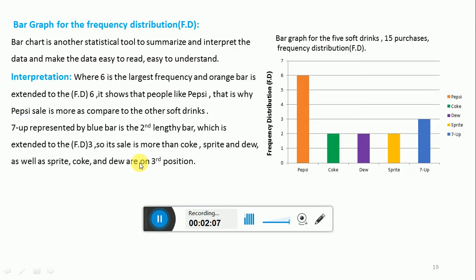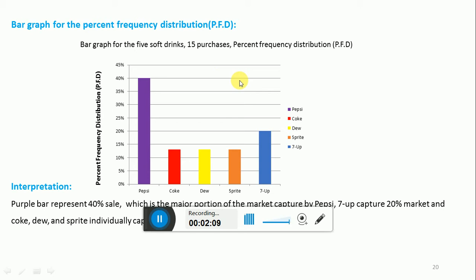I am taking you back to the bar chart. This is our bar chart. From this chart one can easily read and understand which particular class is the most attractive soft drink and which particular class is the less attractive soft drink. So the purple bar, which is the largest, extended to the 40% sale. This represents that Pepsi is the most attractive soft drink. It captured 40% share of the market.